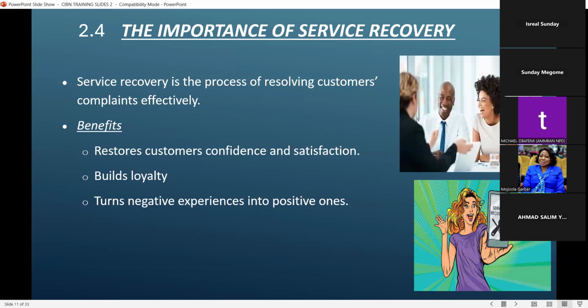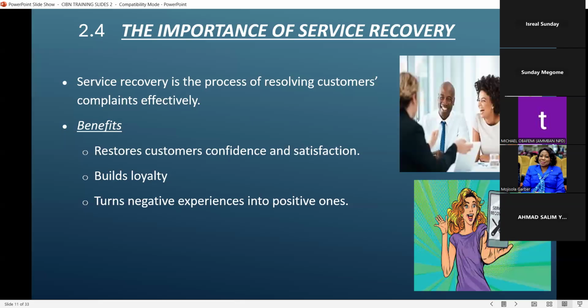What are the benefits here of service recovery? Restore customers' confidence and satisfaction. Of course, when you resolve customers' complaints effectively, it restores the confidence and satisfaction. They are satisfied with your brand. Secondly, it builds loyalty. In that place, even if you have a problem, they will resolve it, and you see that the problem will not come again, except maybe it's another thing. It makes customers loyal. It turns negative experience into positive ones.